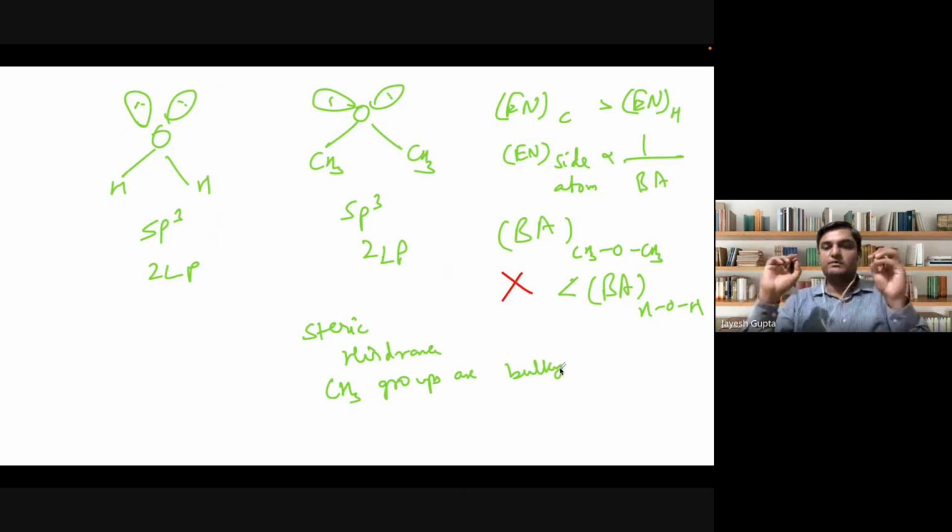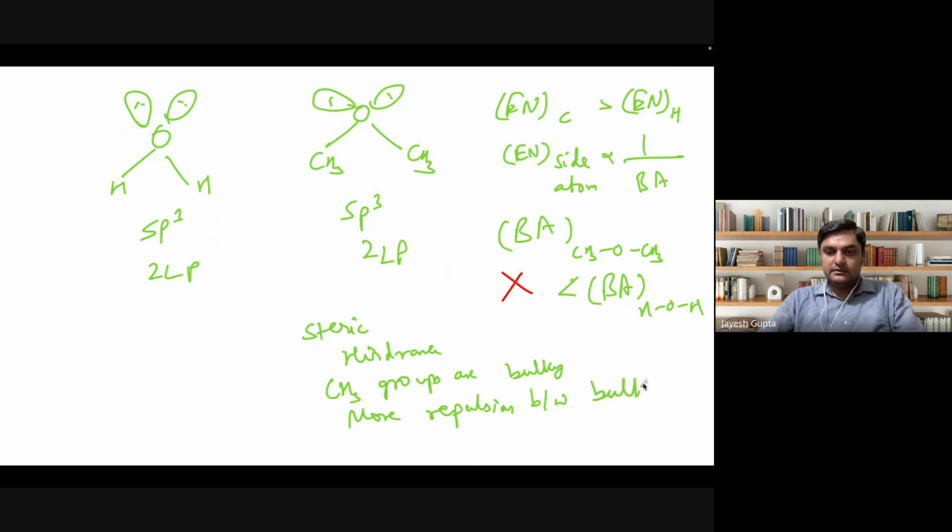The hybridization rules will not be followed here. Okay, the hybridization rule whatever I have told you will be violated. So CH3 groups are bulky, more repulsion between bulky groups, more bond angle. So that's why the bond angle will be higher for this compound. Any doubt in this?